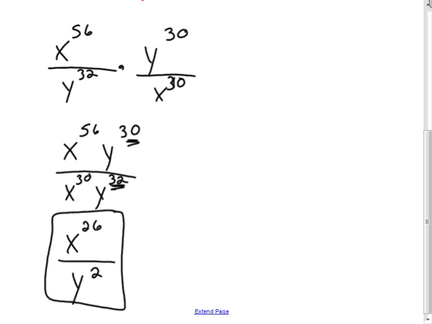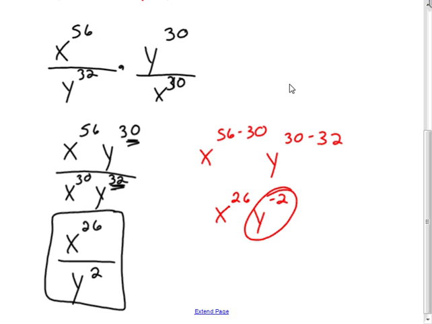The other option that you could do is technically I'm subtracting exponents. So it's x to the 56 minus 30 and y to the 30 minus 32, which gives me x to the 26th, y to the negative 2nd. Then what I have to remember is no negative exponents. So since I have that negative exponent, I have to push that to the bottom. A negative exponent is not simplified. So the elevator button takes the base and my exponent and pushes them down. That gives me x to the 26th over y to the 2nd. Same answer. So whichever way you do it is fine. Just pick one way that works for you.